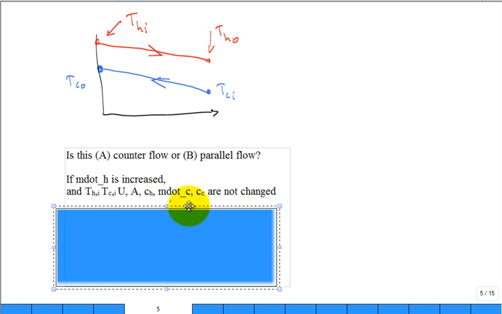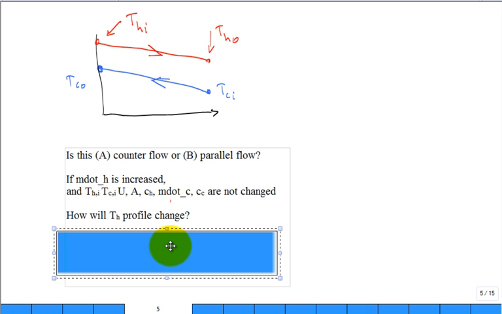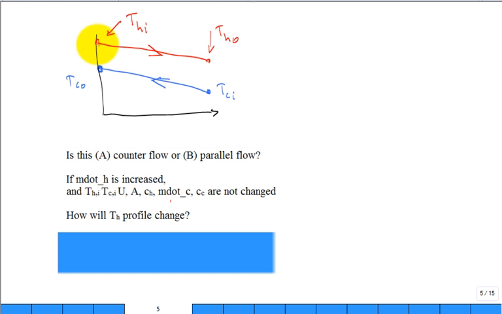I have to set this all up. Now we're ready to ask a question. How will the hot temperature profile change? Can somebody just tell me that verbally? How, without a clicker? How will the hot temperature profile change? What will it do? That's right. It'll slope. It'll stay pegged right here. The hot in is pegged, but it'll go up. What does the hot out do?